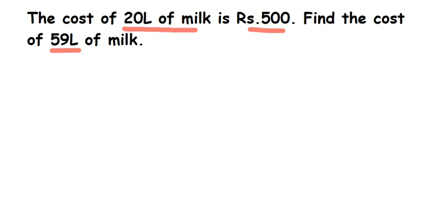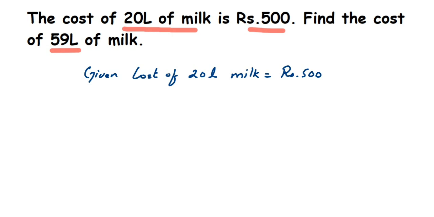So they have given the cost of 20 liter milk, which is equal to rupees 500. We have to find out for the 1 liter. Now it may confuse you which number to be multiplied, which number to divide, what to do. It's very simple. Do one thing.